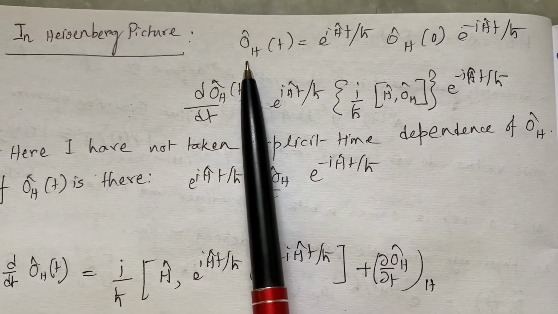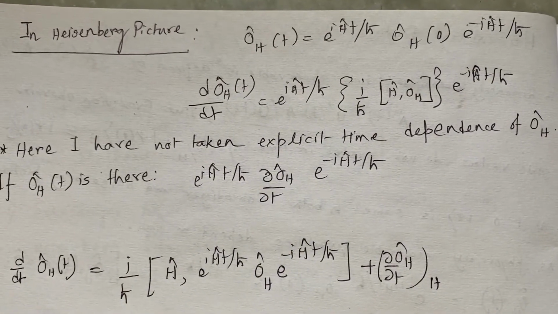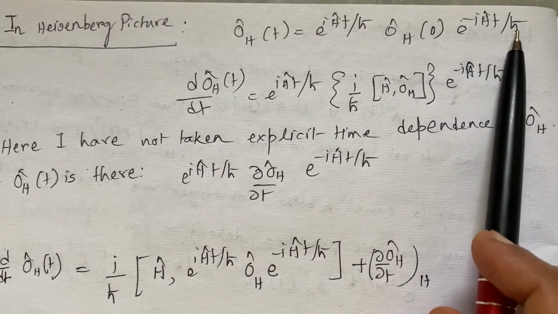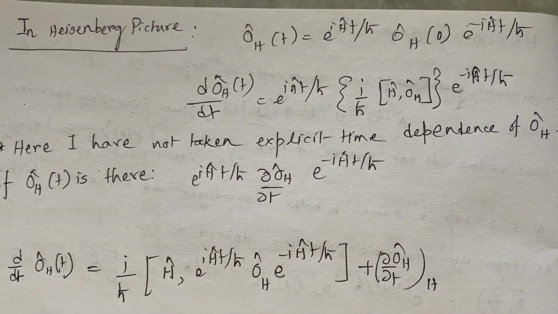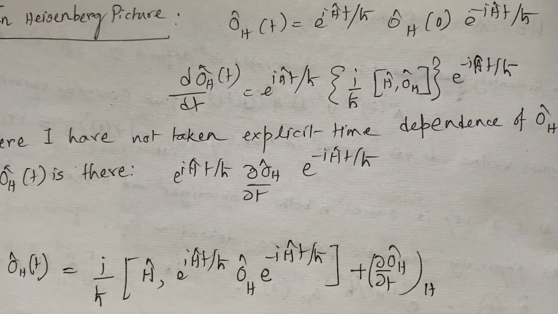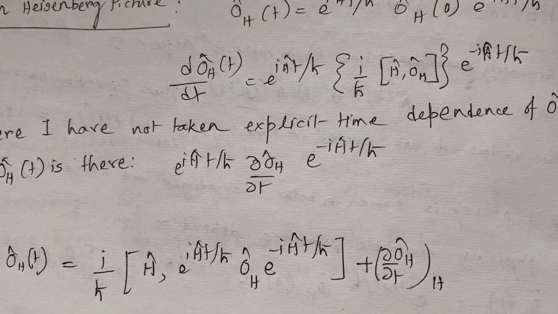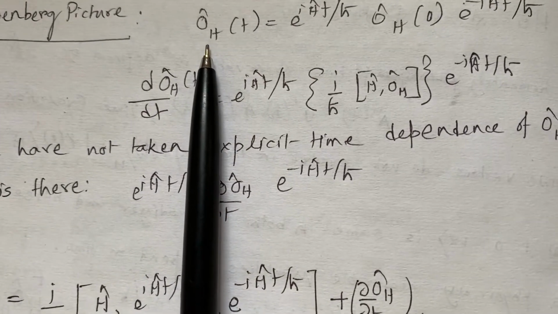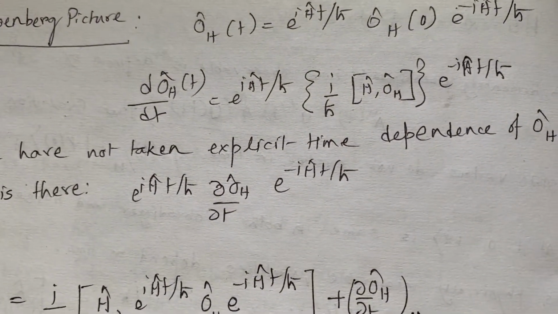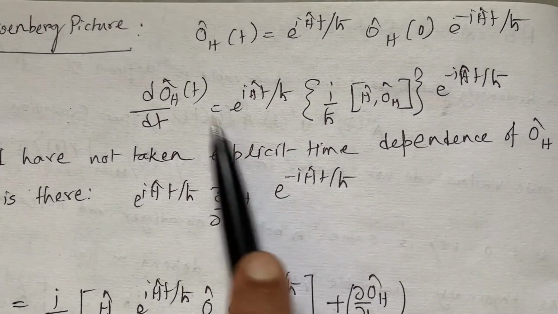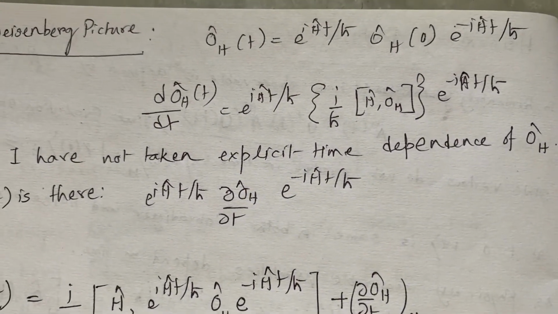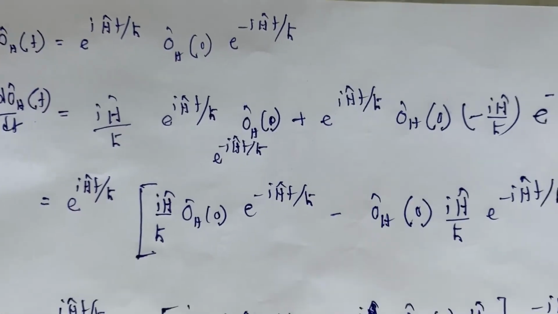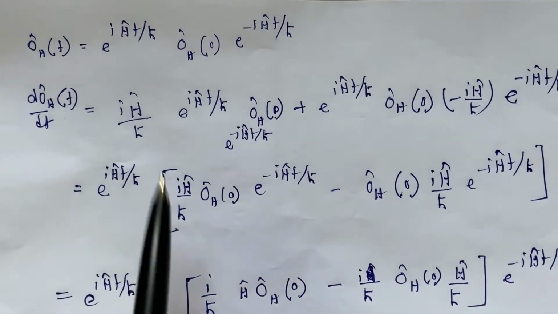This is the standard definition of an operator in the Heisenberg picture. These e to the power iHt by h cross are time evolution operators, as we have already discussed. Now we need to first take the derivative of this operator O_H in the Heisenberg picture. This gives me this. I have the proof of this time derivative, which looks like this. So this is my operator.